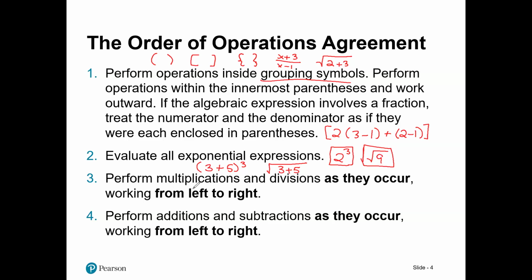Also performing multiplication and division, we do those together because they're essentially the same operator. So we do multiplication and division together as a grouping. It's not just multiplication first, then division. We do them together. We just do whichever comes first going left to right. Same thing with addition and subtraction. They're essentially the same operator as well. So we don't just do addition first, then subtraction. We do whichever comes first, once again, going from left to right.